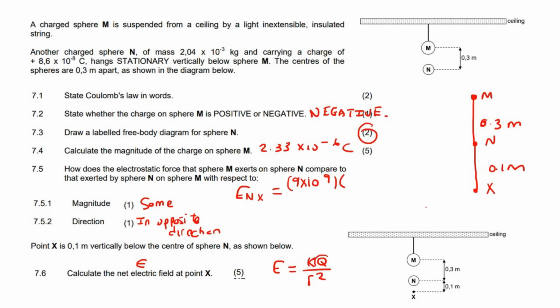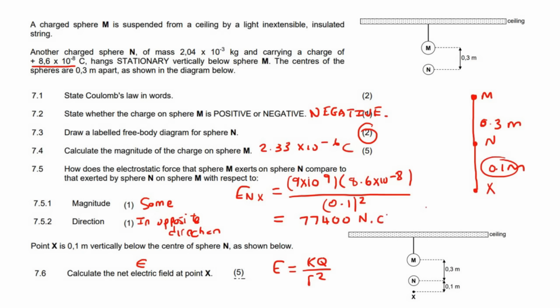Then the charge that you use is not the charge of X. X isn't even a charge. X is just a point. So you use the charge of N, which we had earlier as 8.6 times 10 to the negative 8, over the distance between those two, which is 0.1. Don't forget the square. If we work that out, we get 77,400. E is measured in N·C^-1.